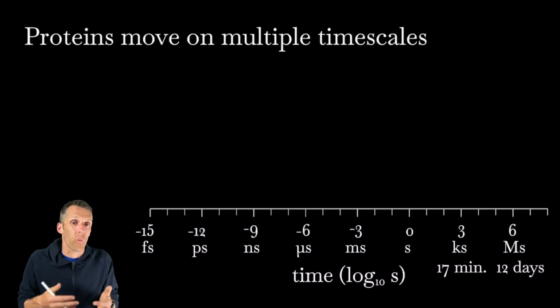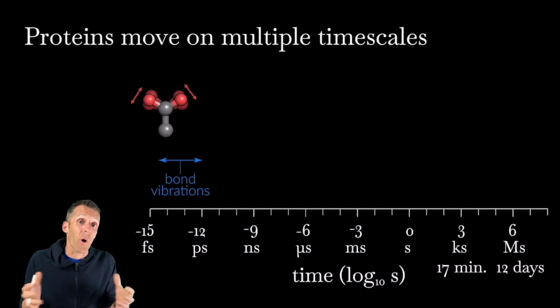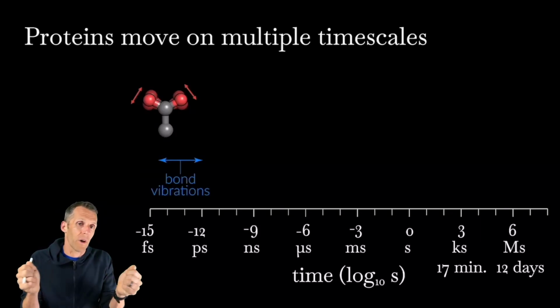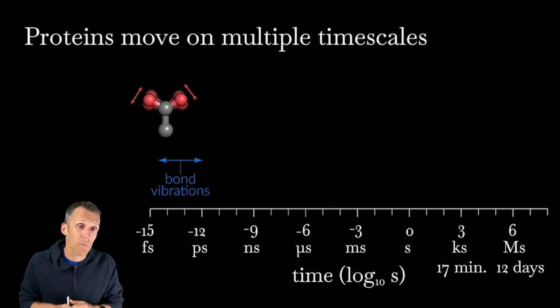What sorts of things are happening on what time scale, and how does that actually relate to protein function? So at the very shortest time scales, what we have are things like bond vibrations. So bonds stretching, or in this case, I've drawn a bending mode for bonds, but there are all kinds of vibrations happening below the 10 to the minus 12th second time scale.